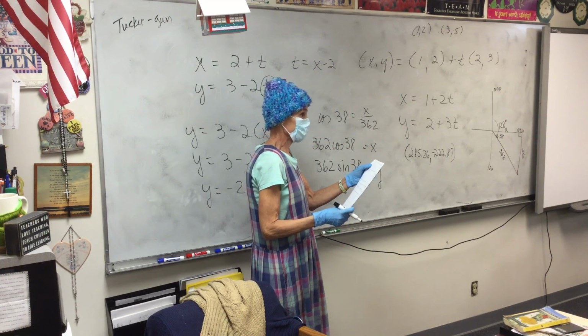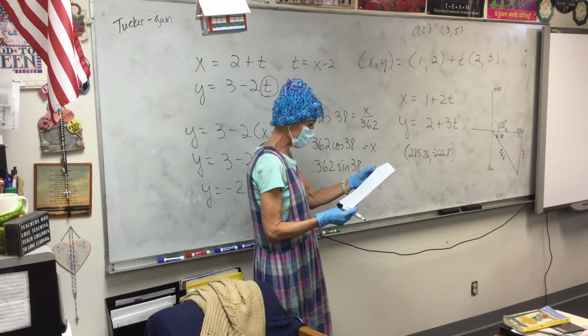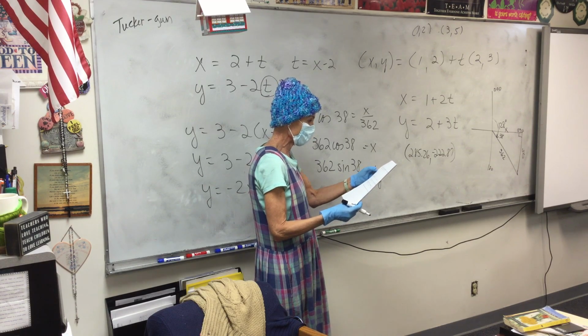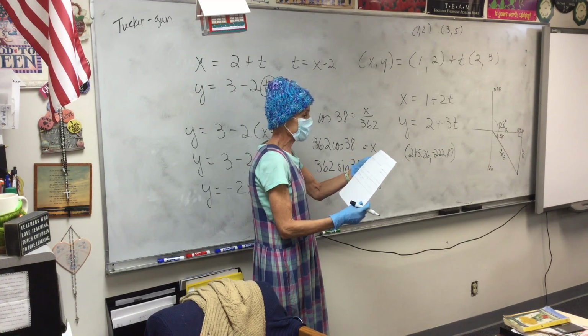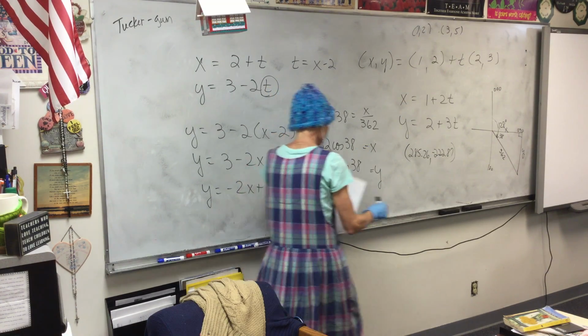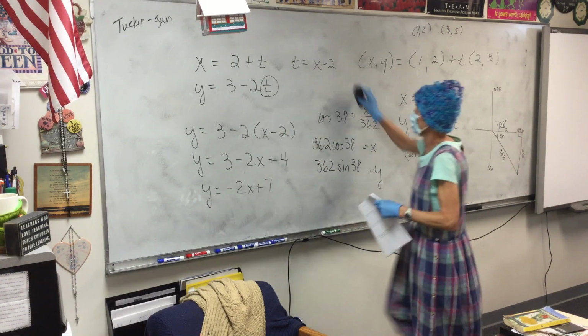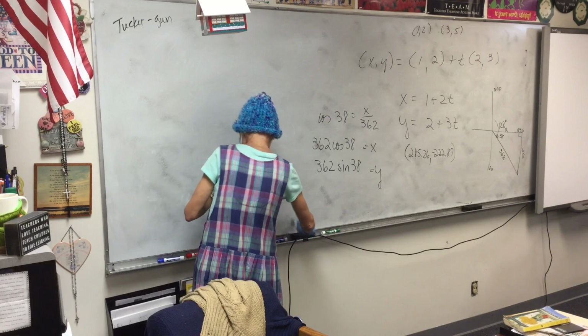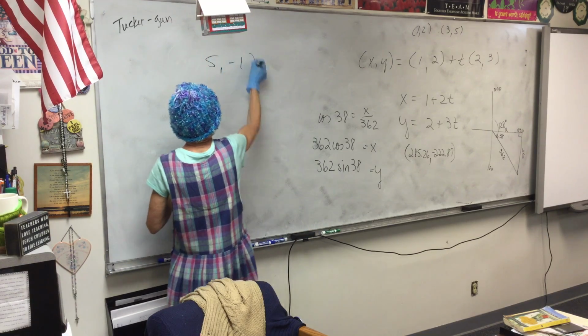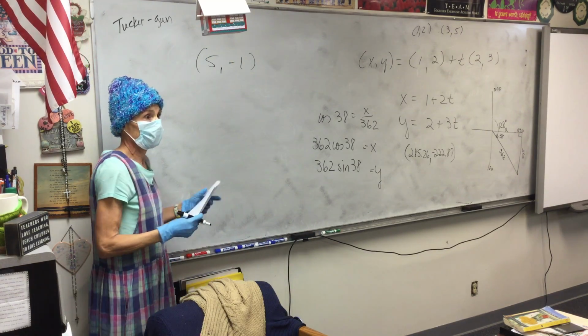All right, we'll do one more. This is all we have time for. We'll do number 9. Then you have to finish. You have to do 10, 11, and 12 on your own. But we'll do number 9. Find a unit vector in the same direction as 5, -1.